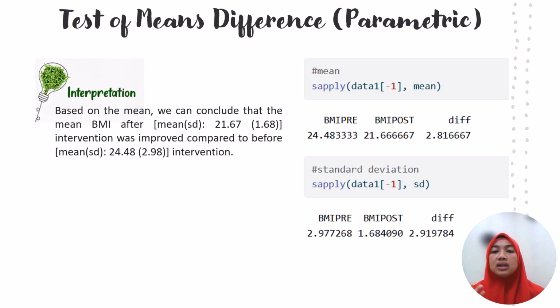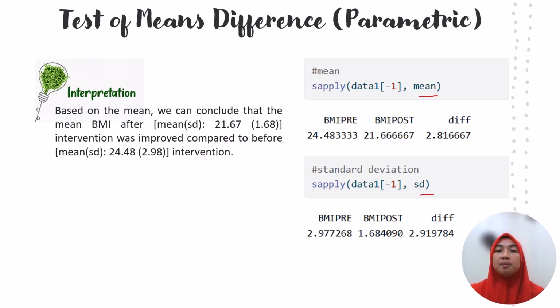We also can come up with the value of the mean and the value of the standard deviation. So this is the syntax for the mean, sapply, and then at the last side here we put the mean syntax. So also the same one is the standard deviation. The keyword or the code for the standard deviation is sd. So we have the output for the mean and also the standard deviation.